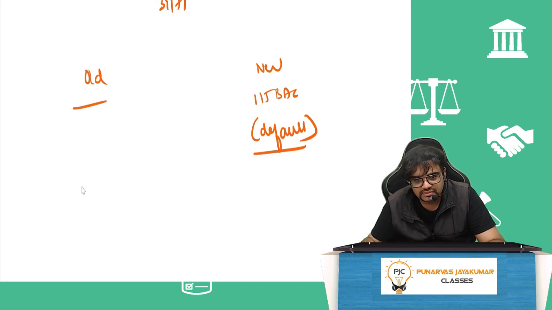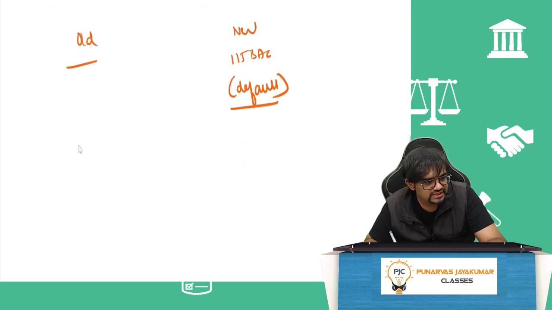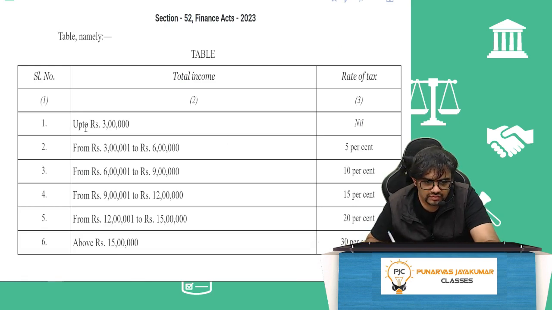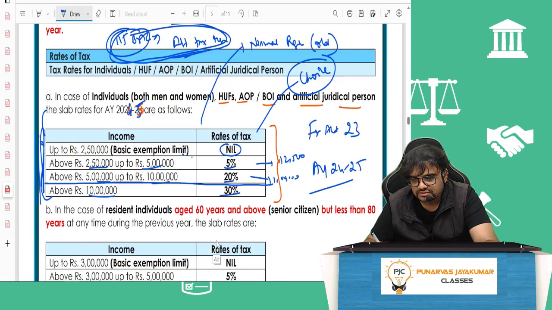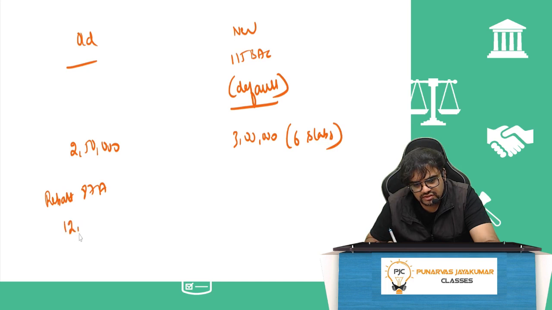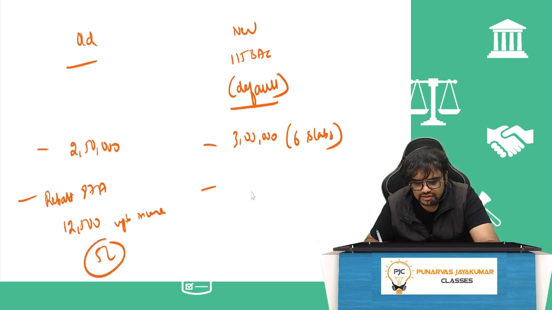So what is the basic exemption limit here, guys? In the old regime, how much is it? Basic exemption limit 2 lakh 50,000. Under the new regime, you see, I showed you 3 lakh. And you see 1, 2, 3, 4, 5, 6 slabs. And basic exemption limit is 3 lakh. Rebate under 87A is 12,500 up to income of 5 lakh. In the new regime, which is the default regime, how much is it? Up to 7 lakh, no tax.